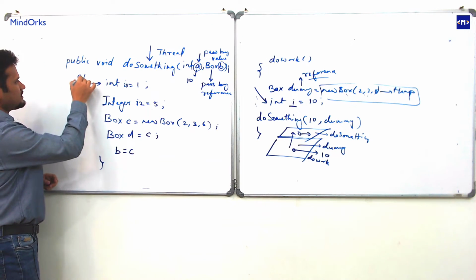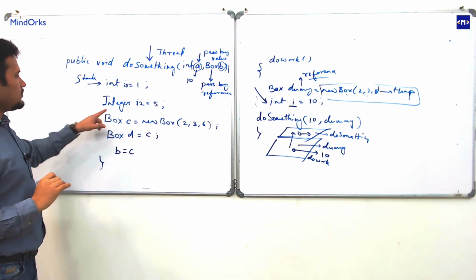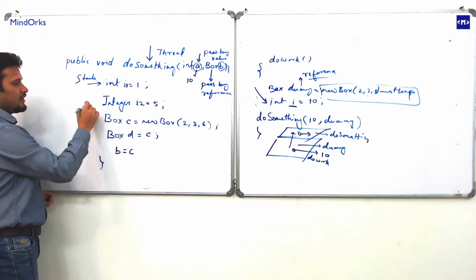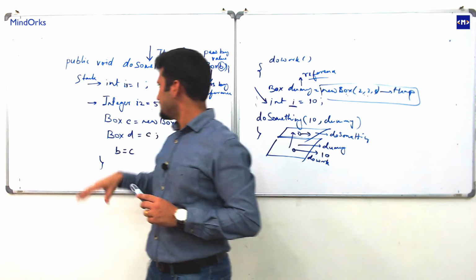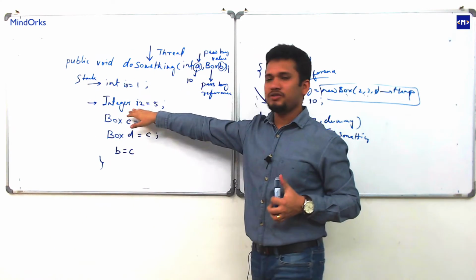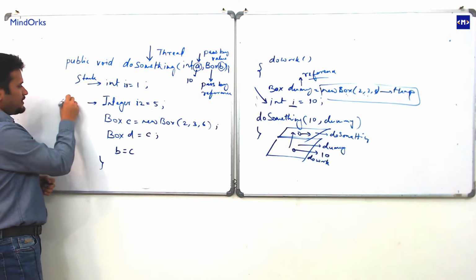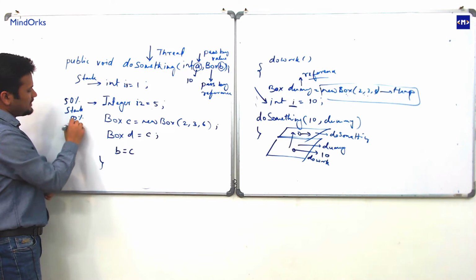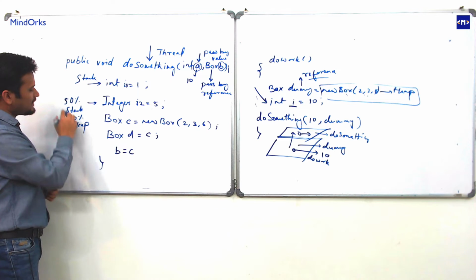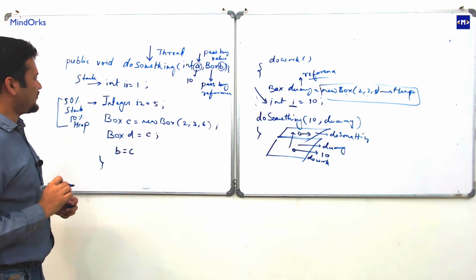So this will take the stack. When you call Integer i2 = 5, now tell me, what's the answer? Where will it be stored? So 50% are saying stack and 50% are saying heap. So I'll say that you both are correct. How?